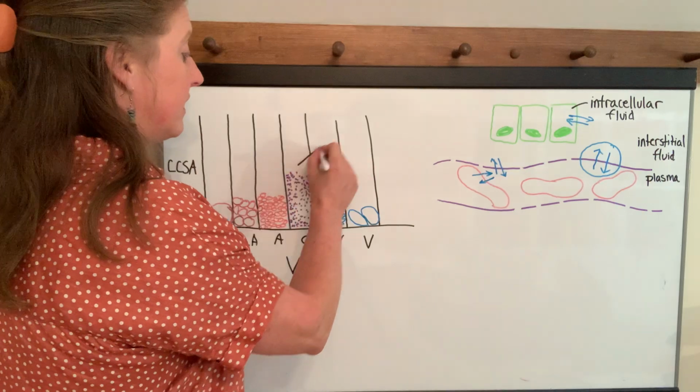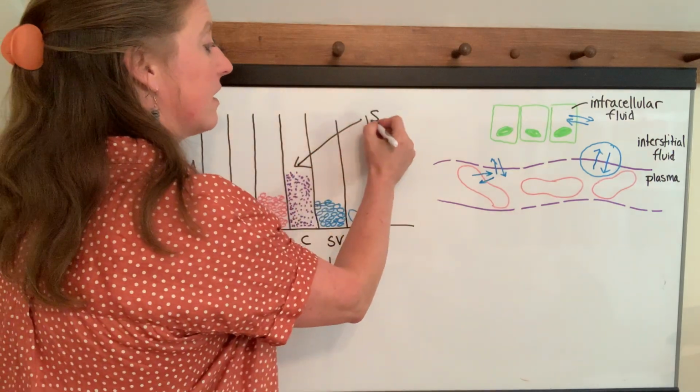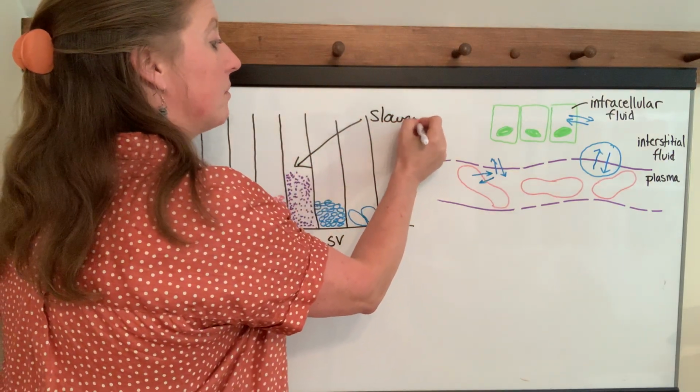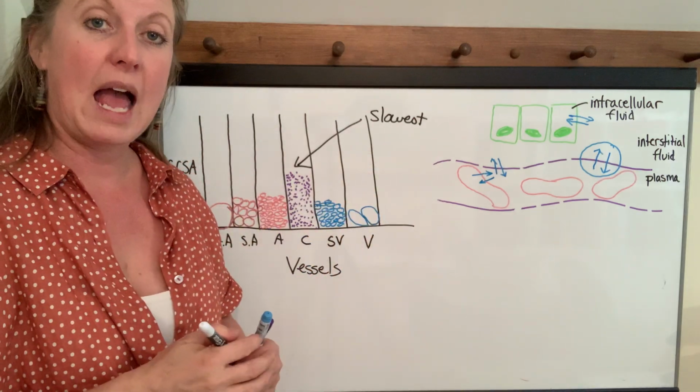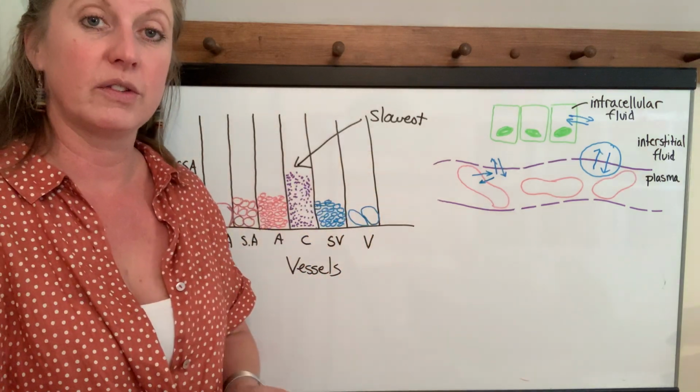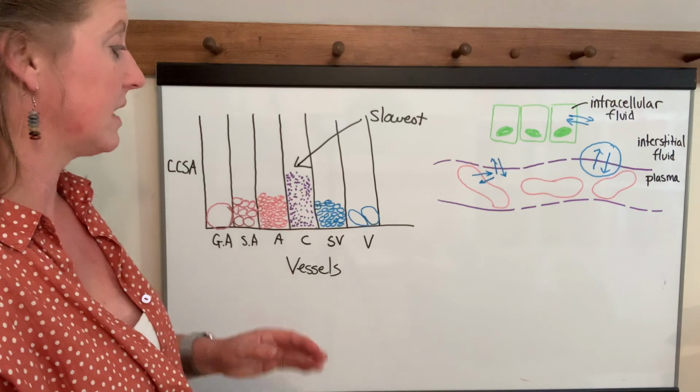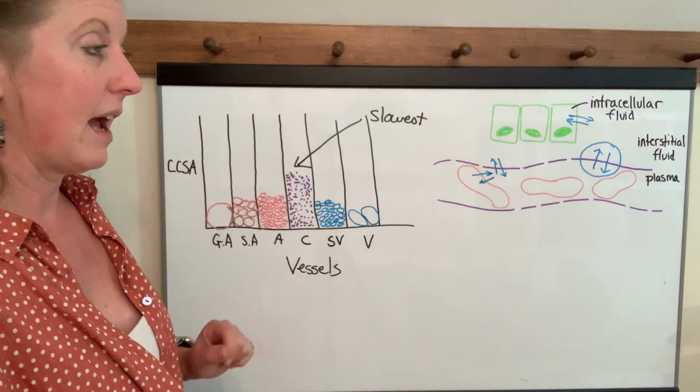So this is the slowest because there are the most capillaries, or the most vessels in terms of vessel types, for the blood to spread out in.